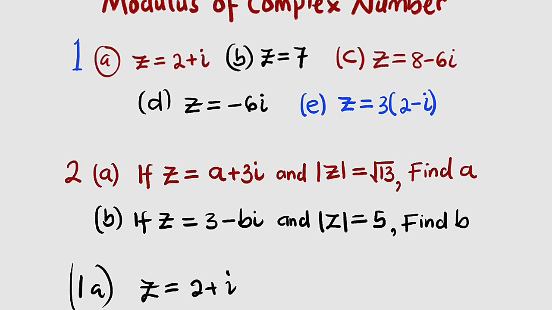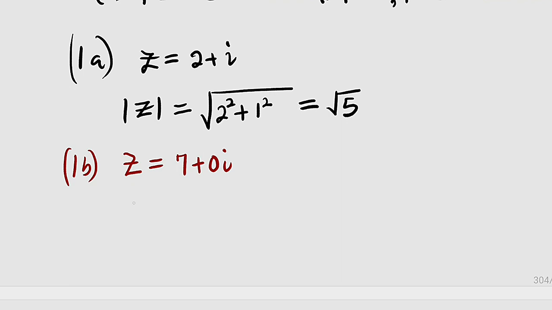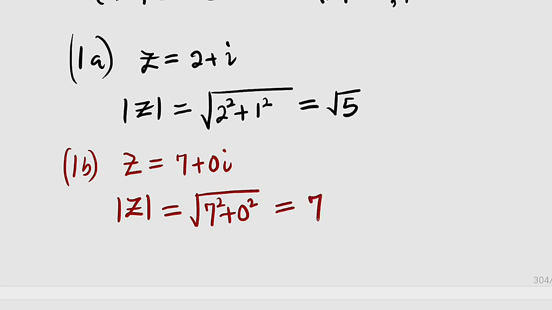Then let us take the second one. We have Z equal to 7, which is the same thing as 7 plus 0i because the imaginary part is 0. So Z modulus, or the absolute value of Z, is equal to the square root of 7 squared plus 0 squared. 7 squared is 49, 0 squared is 0, 49 plus 0 is 49, square root of 49 is 7. So this is equal to 7.